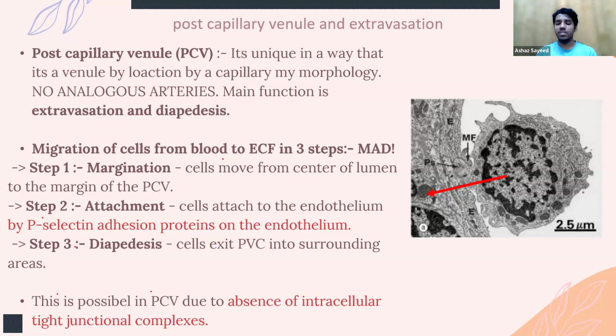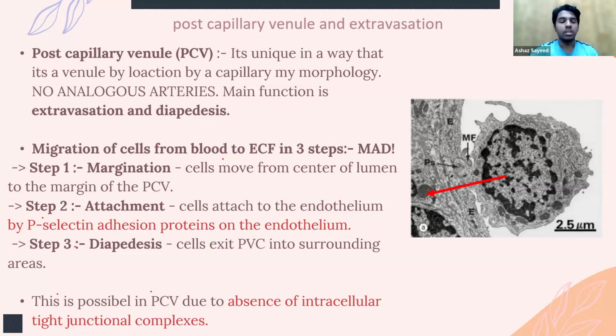Now this attachment is done by something called P-selectin adhesion proteins, which are produced by the endothelium. Remember this. P-selectin adhesion proteins are an important thing which help in attachment of the neutrophils or some cells onto the post capillary venule. And diapedesis is basically the cells exiting the post capillary venule and moving into the surrounding areas. So they just open the door and move.